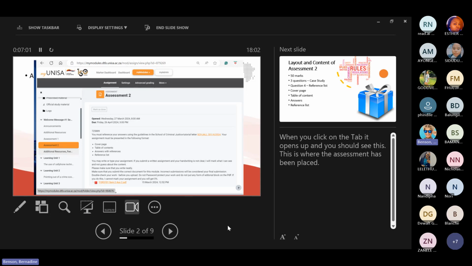Please also note that due to me falling ill, I am a little bit behind on marking, but hopefully by the beginning or middle of the weekend I should be done. So again, my apologies for that. And this is where you would have accessed your assignment.